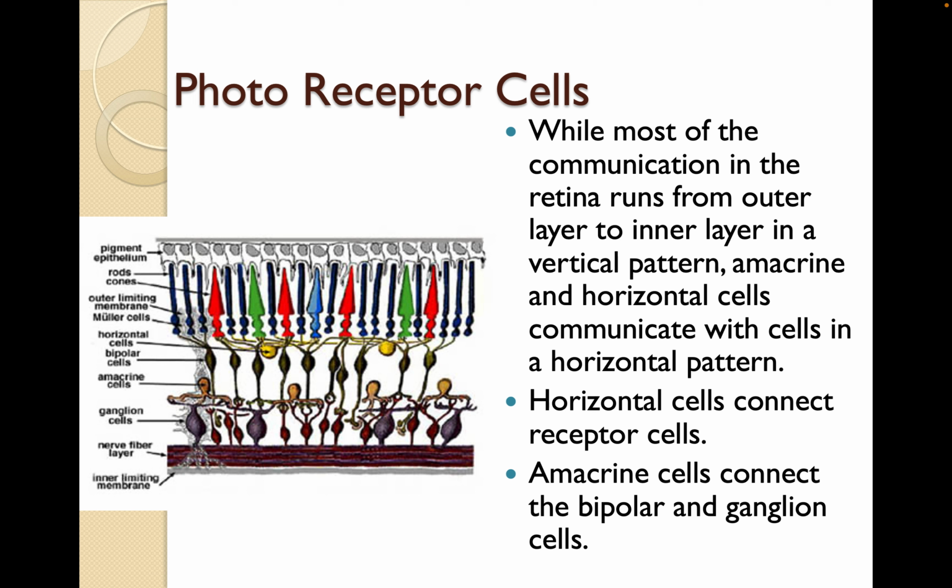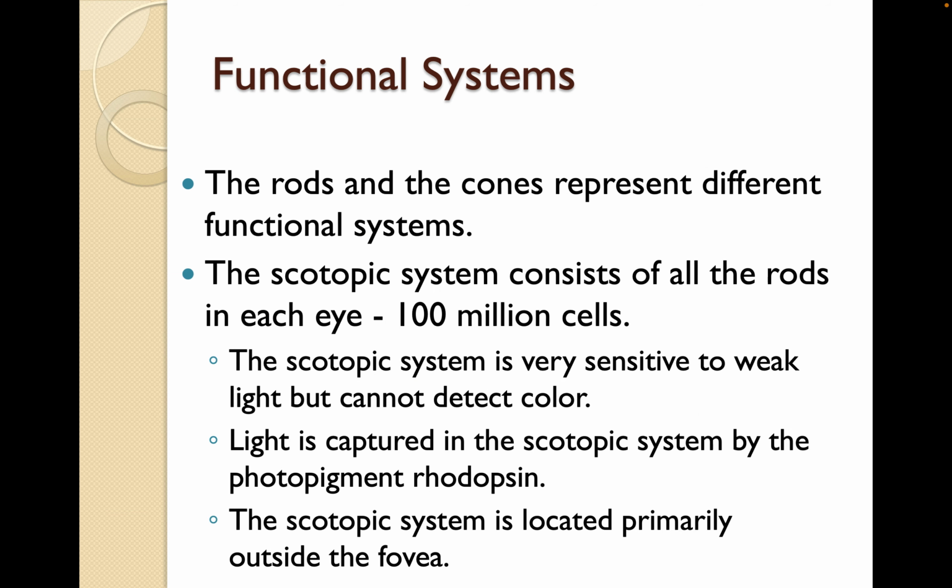While most of the communication in the retina runs from outer layer to inner layer in a vertical pattern, amacrine and horizontal cells communicate with cells in a horizontal pattern. Horizontal cells connect receptor cells. Amacrine cells connect the bipolar and the ganglion cells.